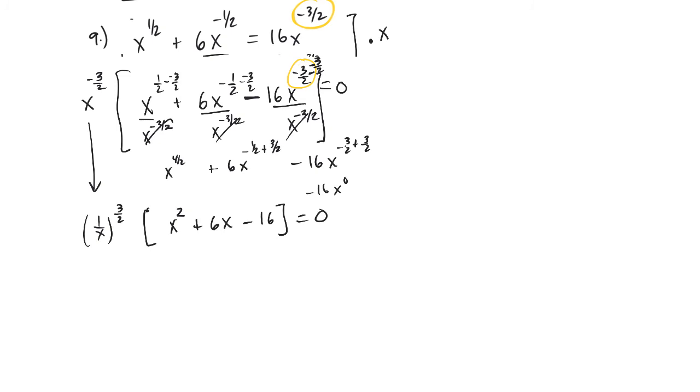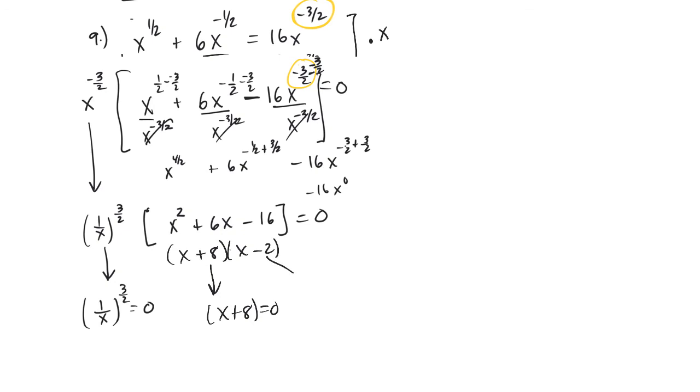And then we use our zero product property. So we have either 1 over x to the 3 halves is equal to 0, or, so I'll go ahead and factor that. Oops. Let's see, so that would be x, how about we do 8 and 2. So that would give us x plus 8 is equal to 0, or x minus 2 is equal to 0. And then we'll go through and solve and check.